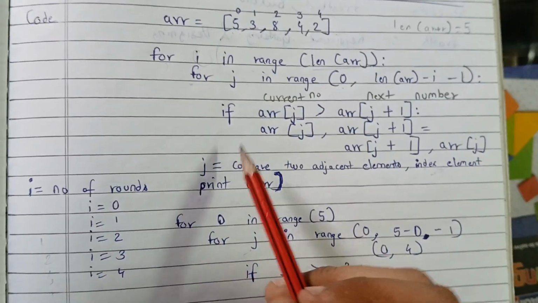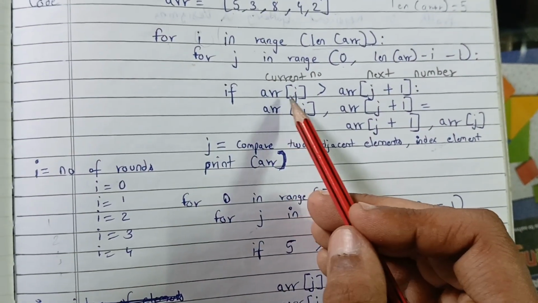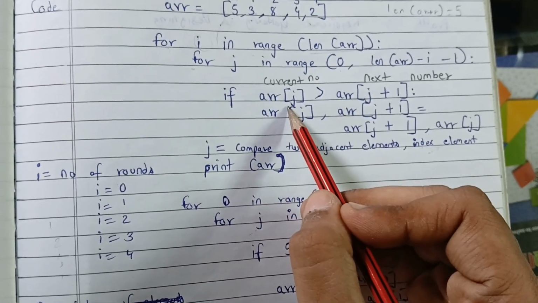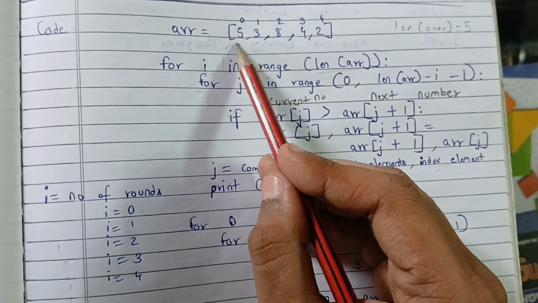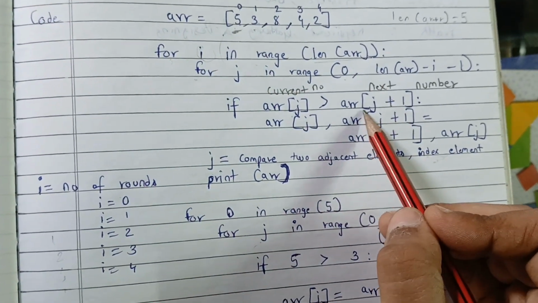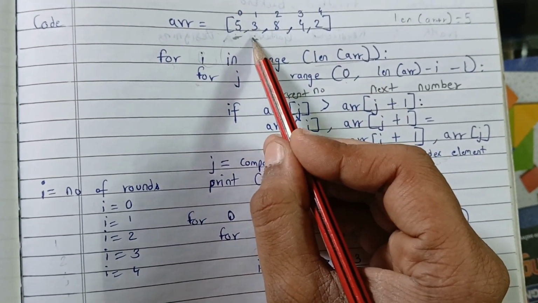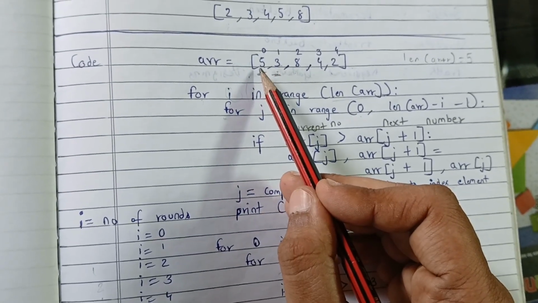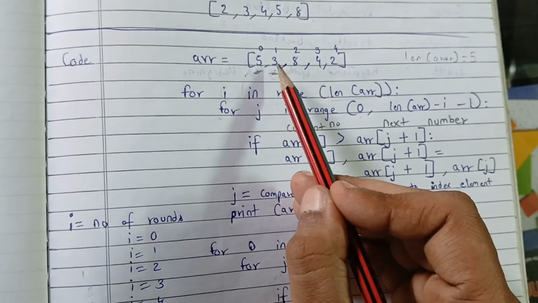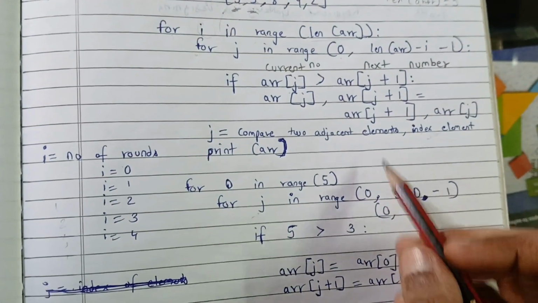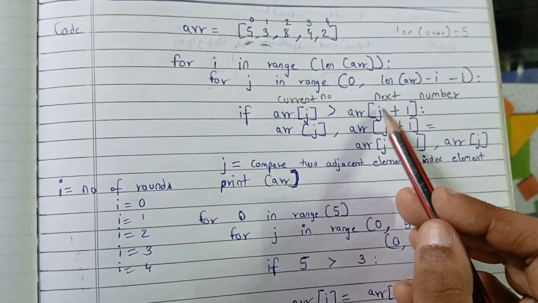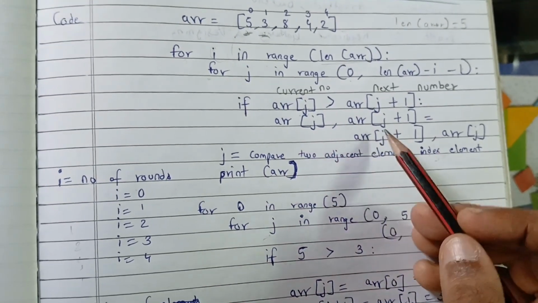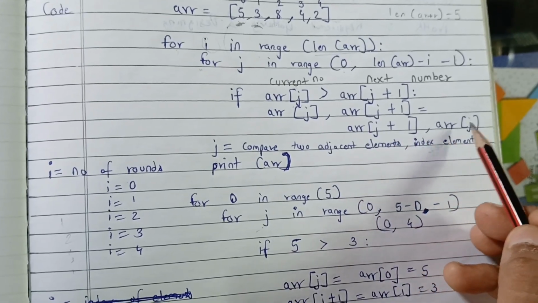The next statement is: if array j is greater than array j plus 1. What do we mean by array j? Array j is nothing but our current number. As you can see here, our current number is 5, and array j plus 1 is our next element, and we compare both of them. If the element is smaller, we swap it and move it to the first position, and the greater number goes to its position. So array j is the current number and array j plus 1 is the next number. And of course the logic is given here: array j, array j plus 1 equals array j plus 1, array j.